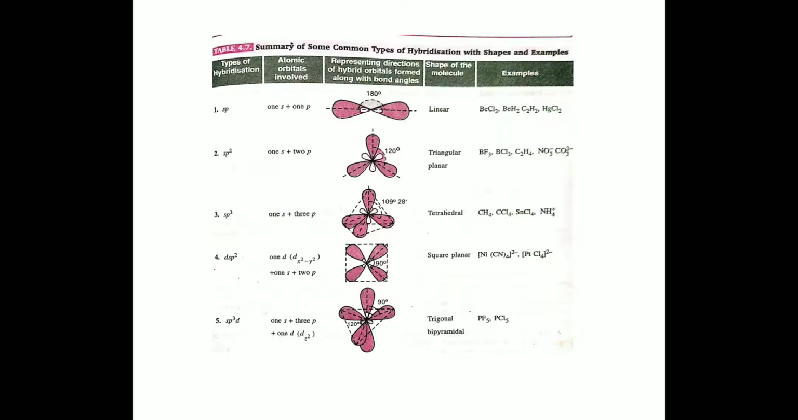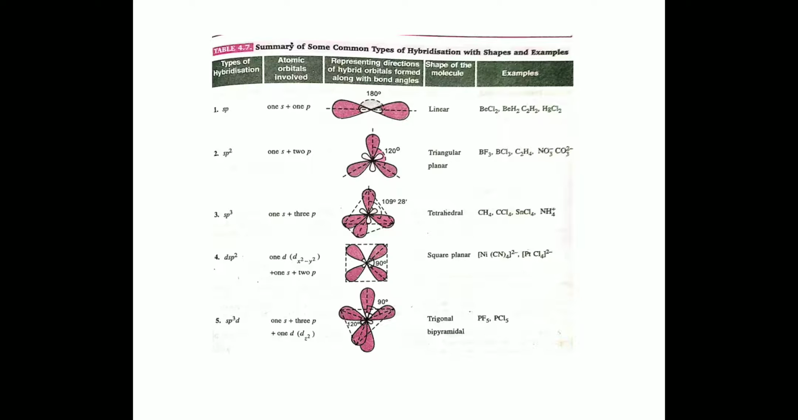Secondly, sp2 hybridization. We have also learned about this. Since it is sp2, one s orbital and two p orbitals are involved. This is the representation of the hybrid orbitals. The angle between them is 120 degrees, and the shape of the molecule is trigonal planar. The very common example is PF3. We will learn about it.